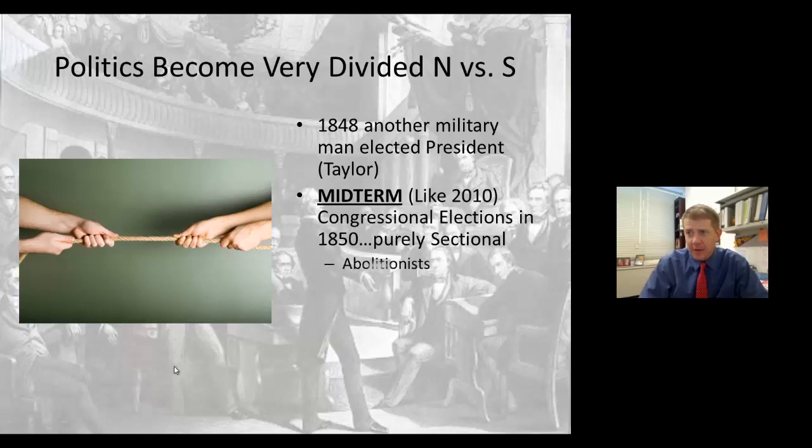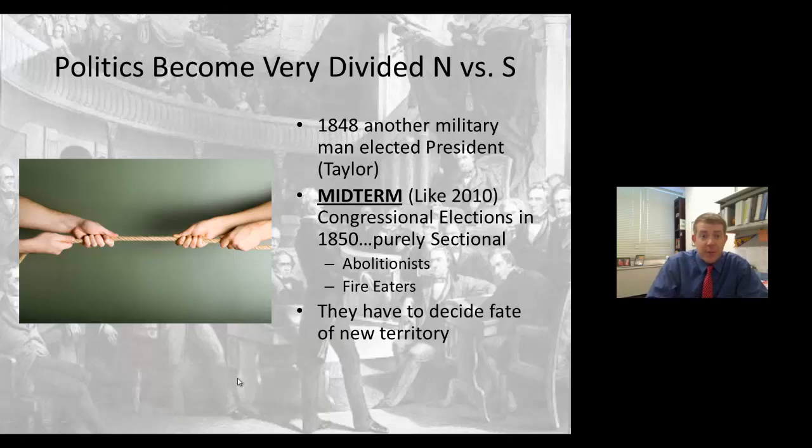And in 1848, a president is elected, Zachary Taylor, and in the midterm in 1850, we get a Congress that is made up primarily of sectional politicians. Not really Democrats. They were Democrats, or maybe they were Whigs, or they might have been emerging Free Soilers or something like that. But really, what they were first and foremost was they were abolitionists, or they were staunch supporters of Southern states' rights, which we call fire-eaters. And these are the people that are going to have to decide the fate of the country in 1850.